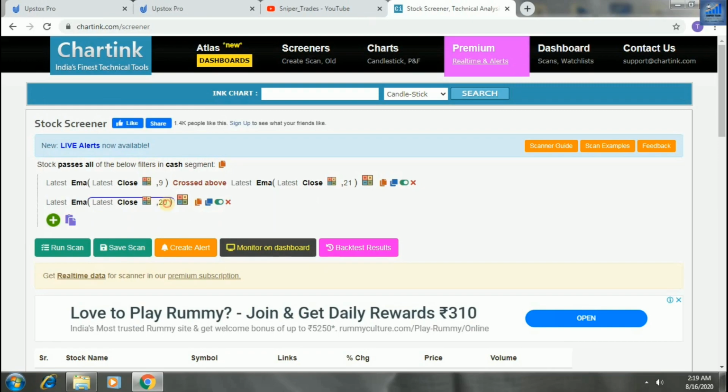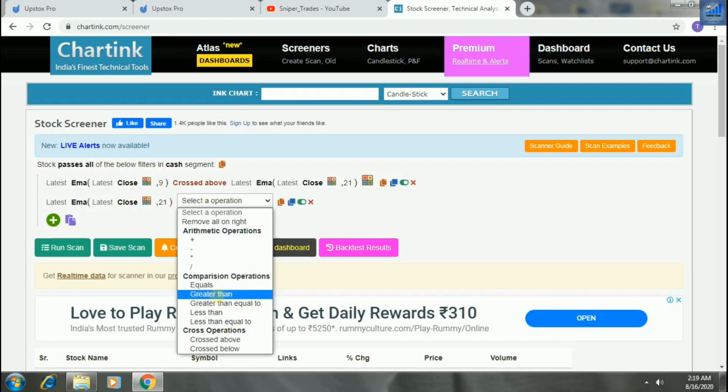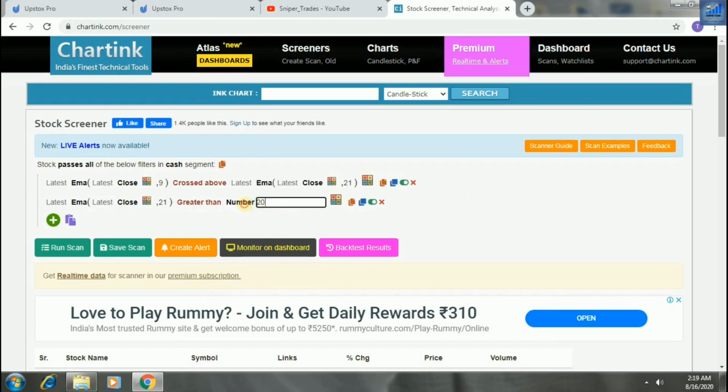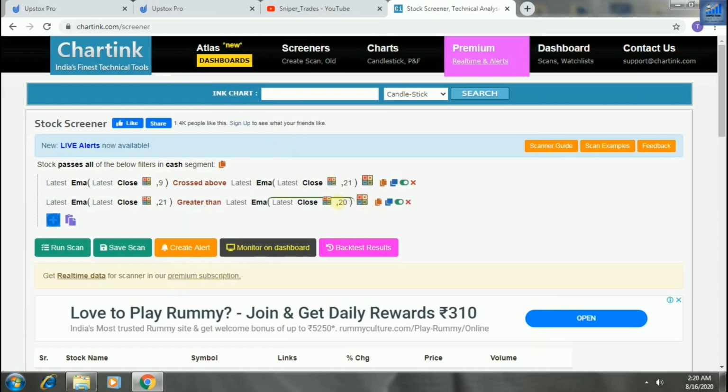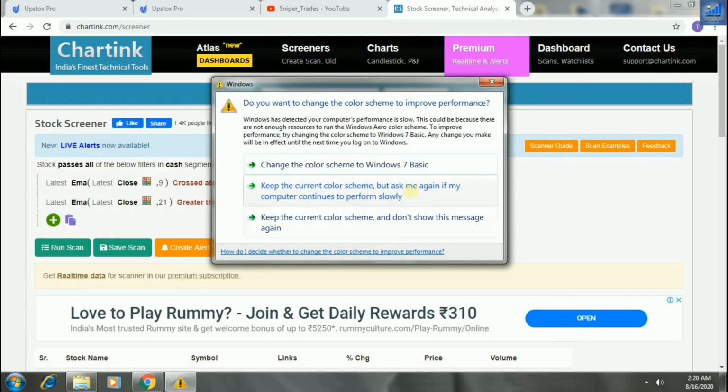This time at this place we are going to give 21, and now the operation which is greater than, give again EMA. At this period give 55. What this means is, in the first row, the 9 period exponential moving average crosses above the 21 period exponential moving average, and in the second row, the 21 period exponential moving average is already greater than the 55 period exponential moving average.